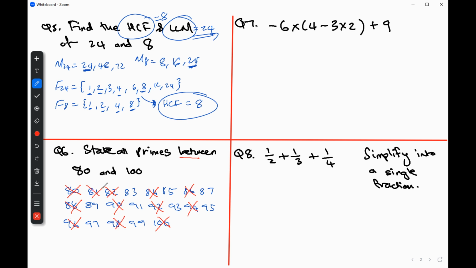81 is 9 times 9. 83, possibly prime. 85 can divide by 5. 95 can divide by 5. Anything that ends in 5 can divide by 5. 99 can divide by 3. 87, let's keep that in mind. 89, let's keep that in mind. And 91, keep that in mind. And 97, and let's test each of these.